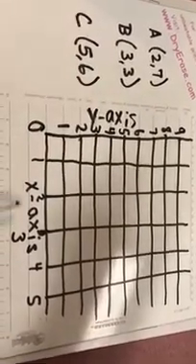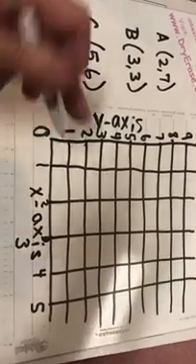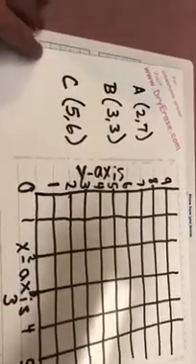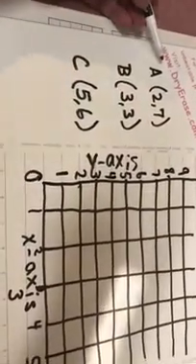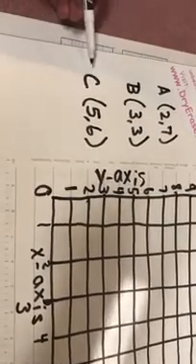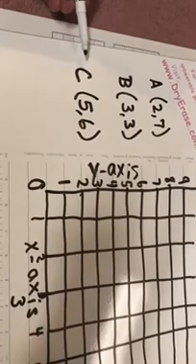I have my x-axis, 0, 1, 2, 3, 4, 5. I have my y-axis going all the way up to 9. And over here I have my 3 ordered pairs. I have A, which is going to go at (2, 7). B, which is going to go at (3, 3). C, which is going to go at (5, 6).